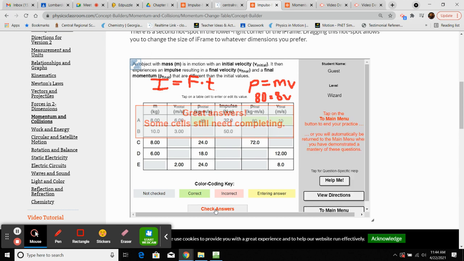All right, let's check it. All green. Yeah. All right. Good stuff today. Very good stuff.